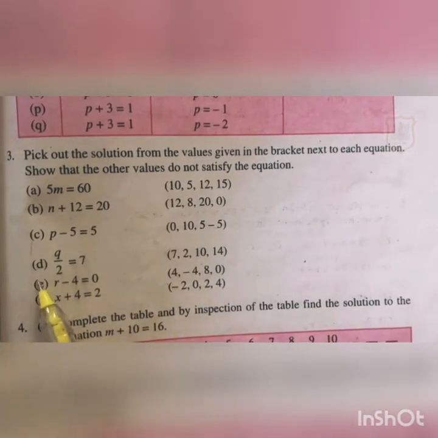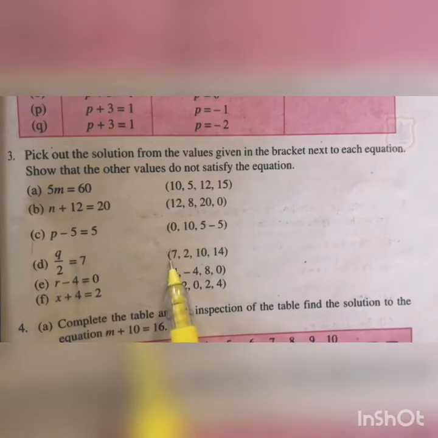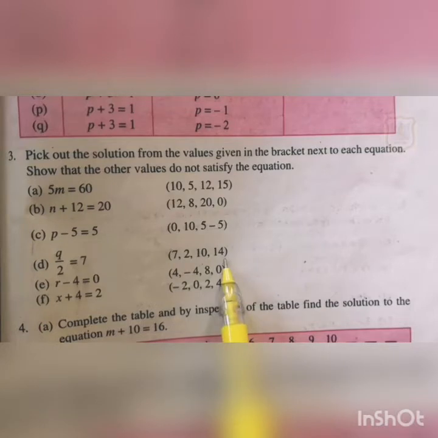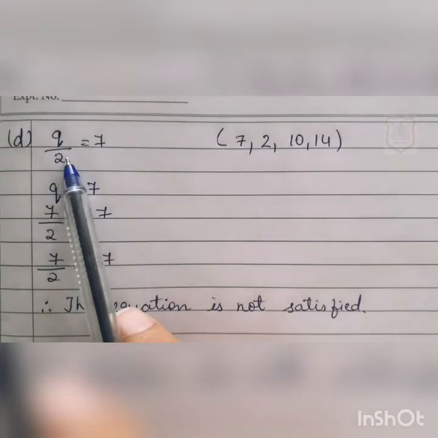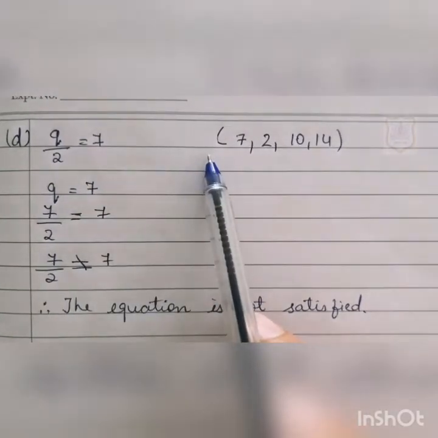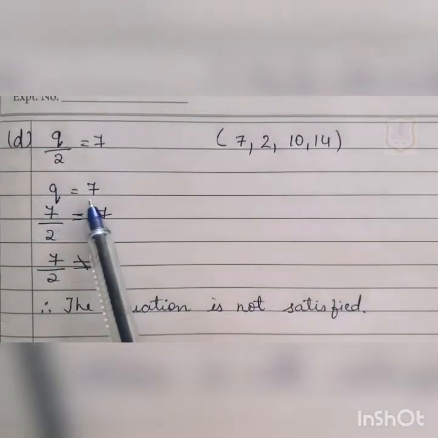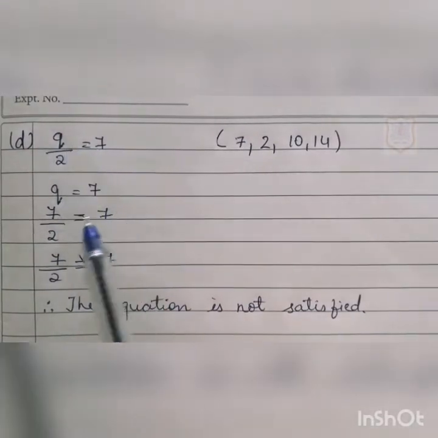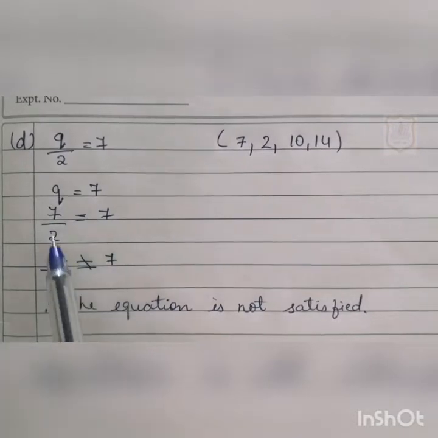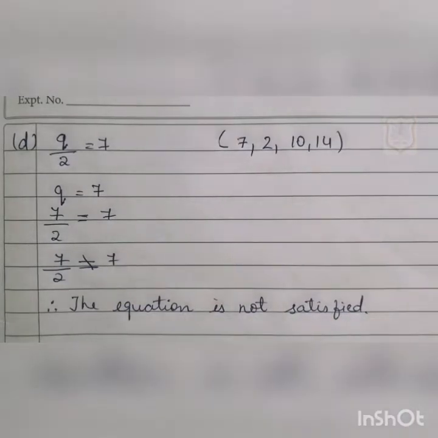Now we come to D part. Q upon 2 is equal to 7 for Q is equal to 7, 2, 10 and 14. This is the value of Q. Now we'll put the value of Q is equal to 7. So putting the value of Q is equal to 7, we get 7 upon 2 is equal to 7. But we know that 7 upon 2 is not equal to 7. Therefore, the equation is not satisfied.